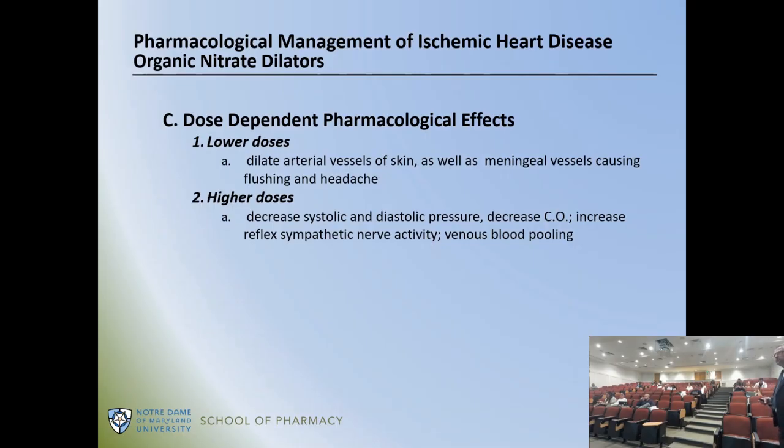And venous blood pooling. Right? This is where your veins relax. You get venodilation. Your veins relax. They get really big. Blood pools in the veins. You get a decrease in venous return, right? A decrease in preload, a decrease in stroke volume and cardiac output, right? So that's all involved with the venous blood pooling. So again, it's dose dependent effects.